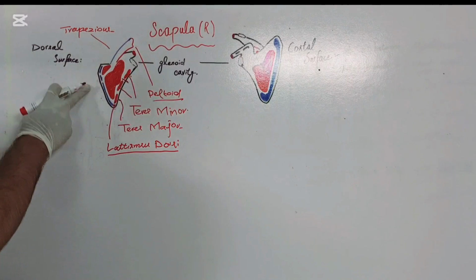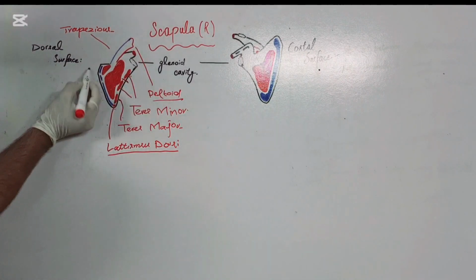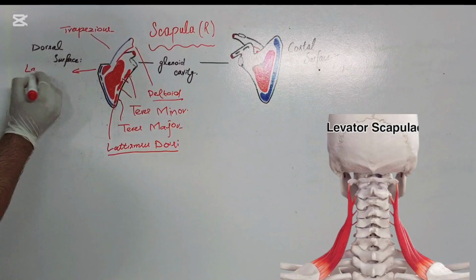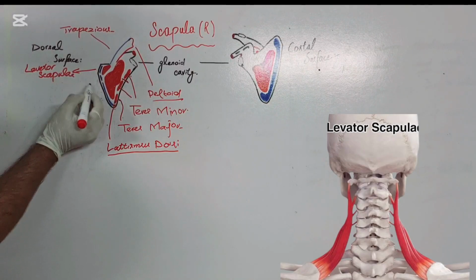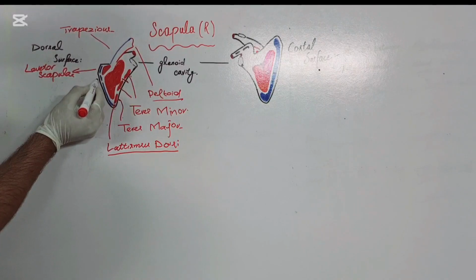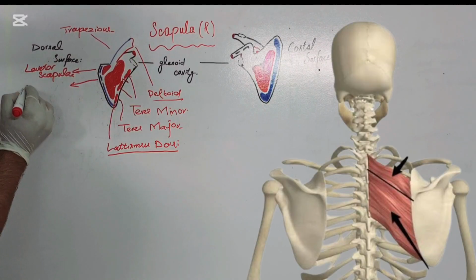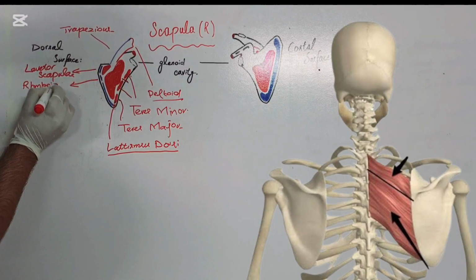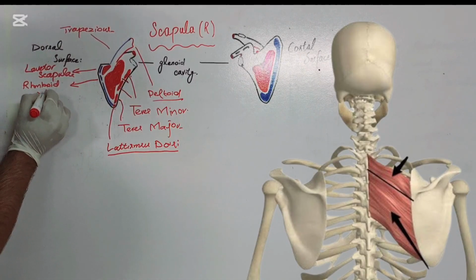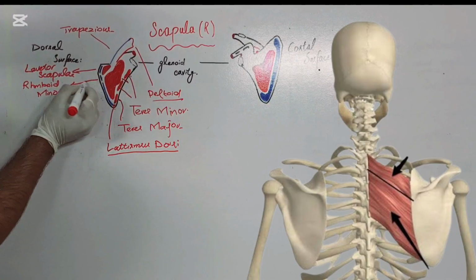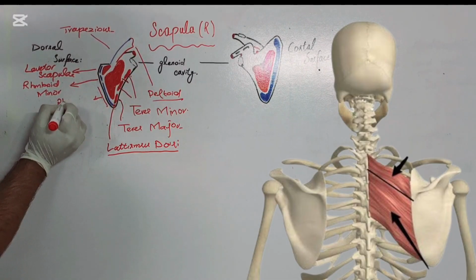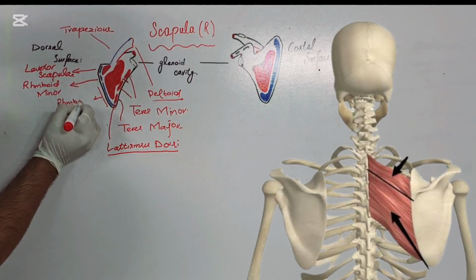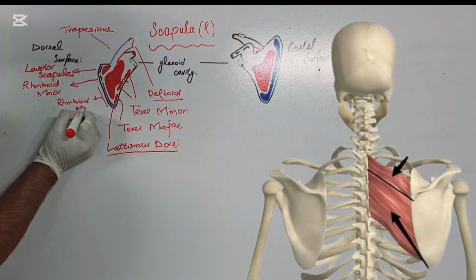Moving towards the inserting muscles, which are levator scapulae, and below the levator scapulae, the inserted muscle is rhomboid minor. And below the rhomboid minor, the major muscle that is inserting is rhomboid major muscle.